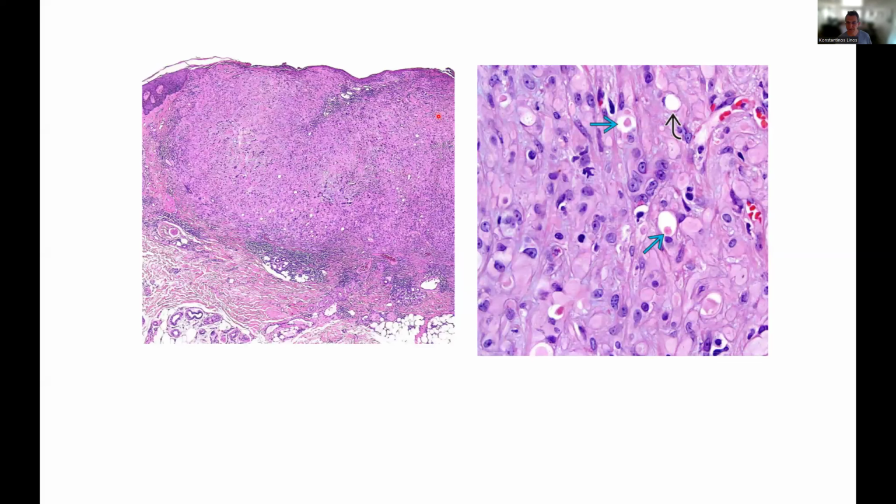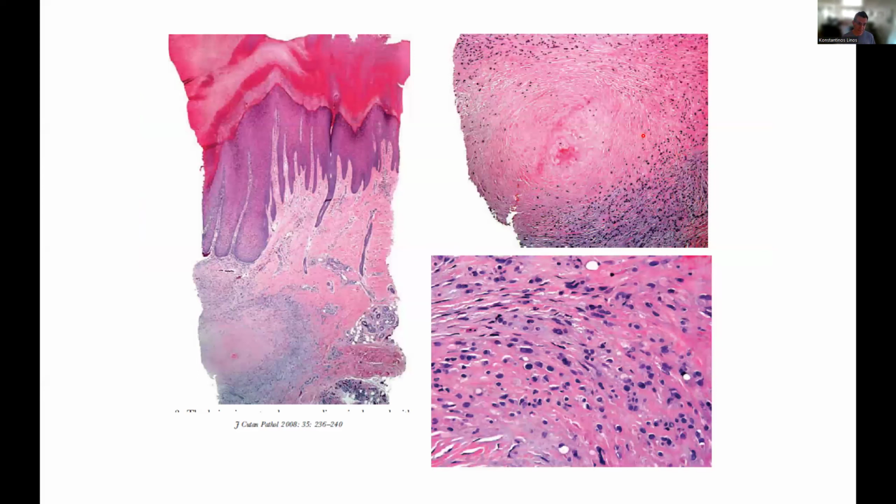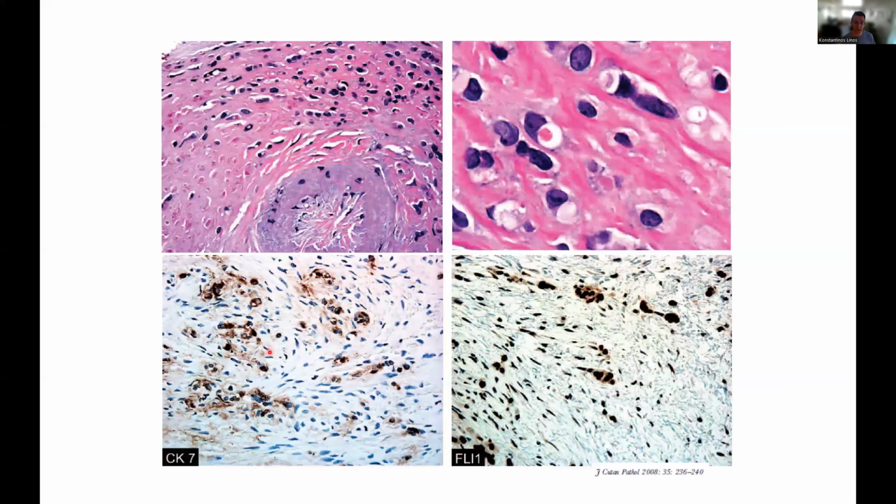So typical features: you have sheets of epithelioid cells growing in a myxohyaline background and showing cytoplasmic vacuolization, the so-called blister cells, that may or may not have some intracytoplasmic red blood cells. And sometimes they have this vasculocentric pattern, which is more common in non-cutaneous cases, but you can see it in cutaneous occasionally, and it can be very helpful diagnostically. And again, the epithelioid cells with blister morphology.